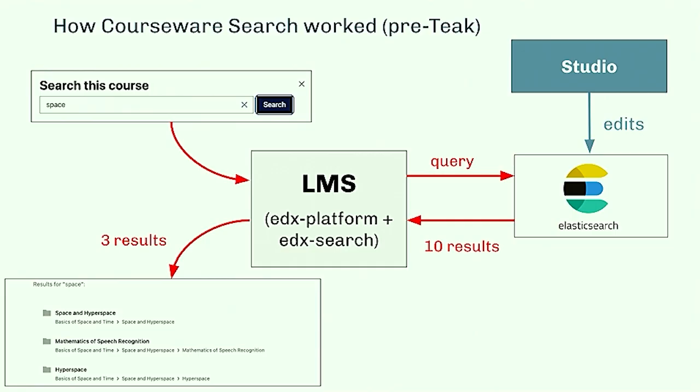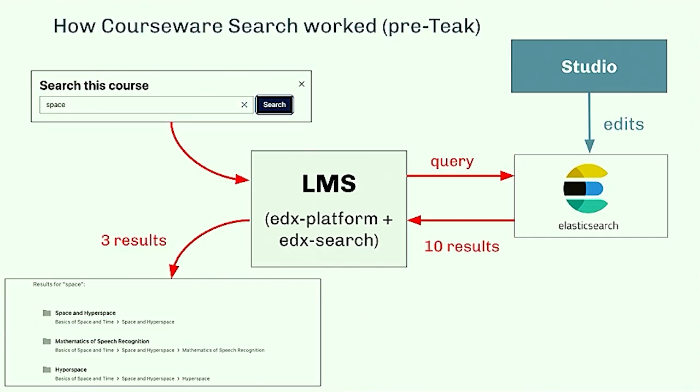Basically, when the learner enters the keywords, those keywords are sent to the LMS, and then the LMS sends the query on to Elasticsearch, which is the search engine that we've used in the past. Elasticsearch then does its search indexing and finds the matching documents from the course and sends them back to the LMS. But here's an important part of how this search works. At this point, you can see in my example, 10 results have gone back to the LMS.